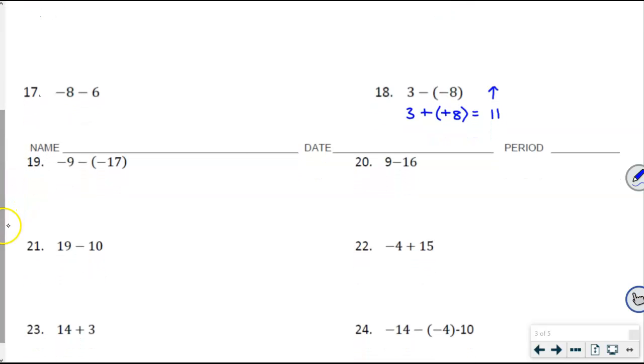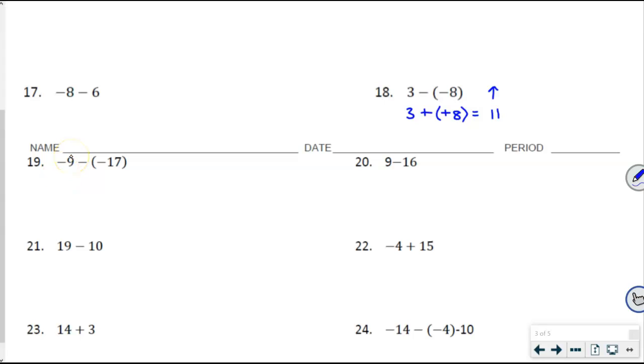Number 19. I see the same thing that I saw over here. I can change minus a negative to plus a positive if I want to. But I also know that this is really 9 rocks take away 17 rocks. If I have 9 rocks, do I have enough to take away 17? No. So maybe I do want to make that change. If I had enough, maybe I didn't have to make that change. But since I don't, let's make that change.